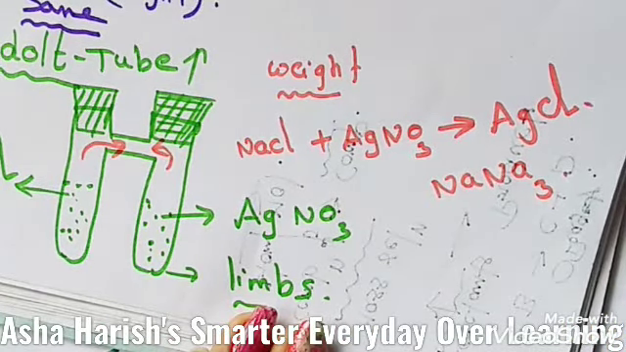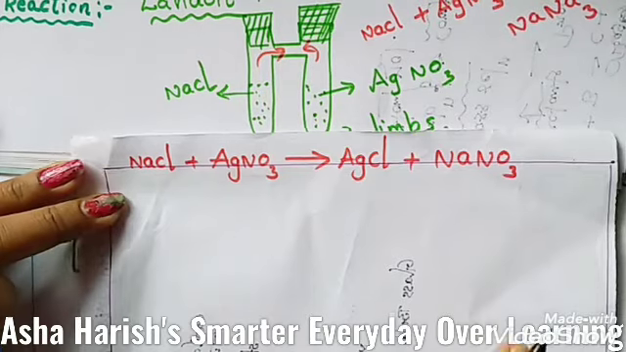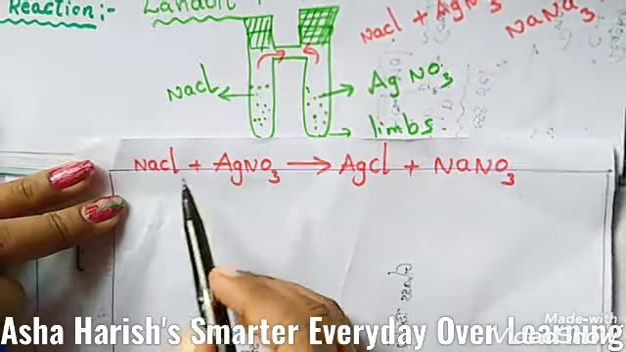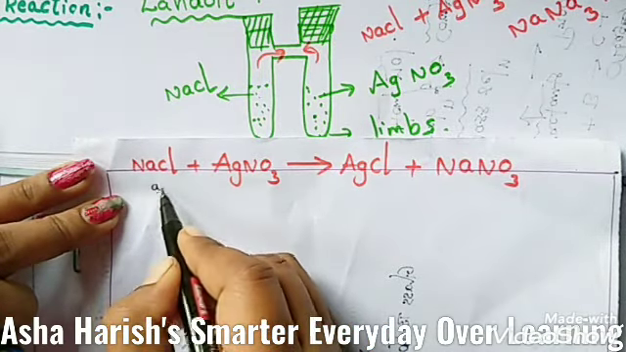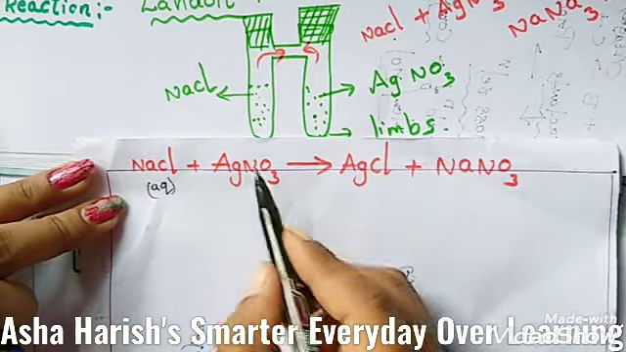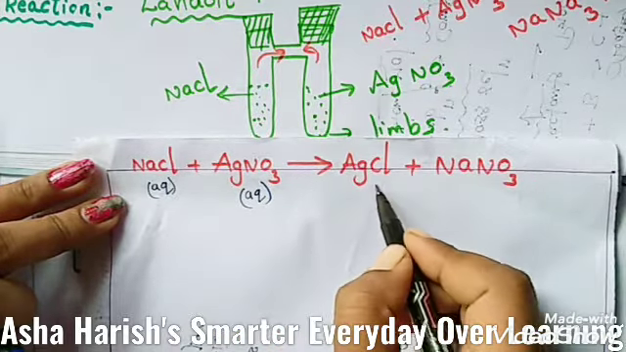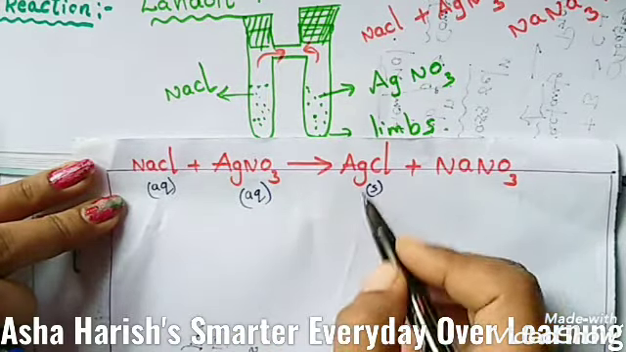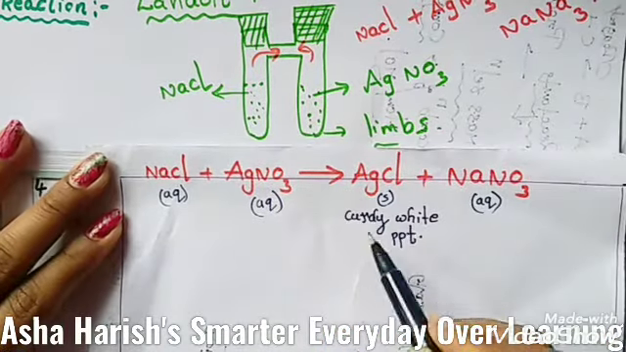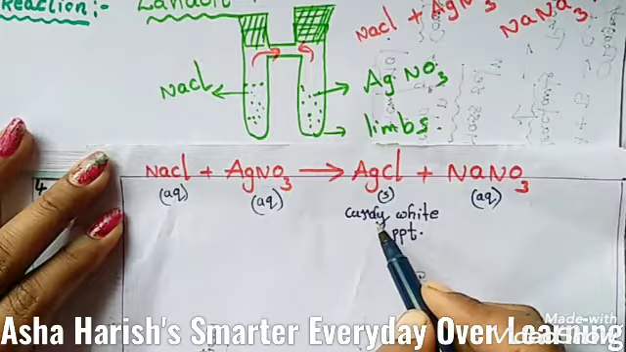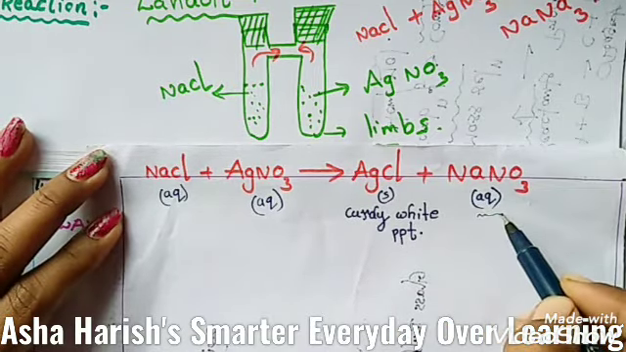Let's see the clear-cut equation of this chemical reaction. This is the reaction when NaCl mixes with silver nitrate. Here NaCl is in aqueous medium and silver nitrate is also in aqueous medium, and this is a solid substance. Why? Because this is the precipitate, curdy white in color. Now NaNO3, sodium nitrate, is also in aqueous medium.